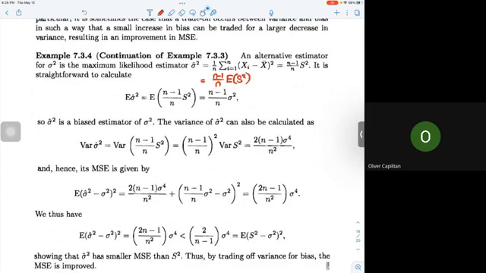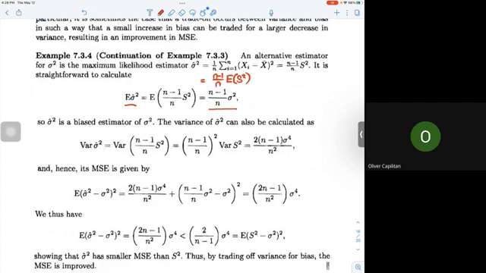Looking at this result, the expectation of this estimator, sigma square hat, is not equal to its parameter, sigma square. We have (n minus 1)/n times sigma square. So the estimator, sigma square hat, is a biased estimator of sigma square. And then the variance of the estimator, sigma square hat, can also be calculated.